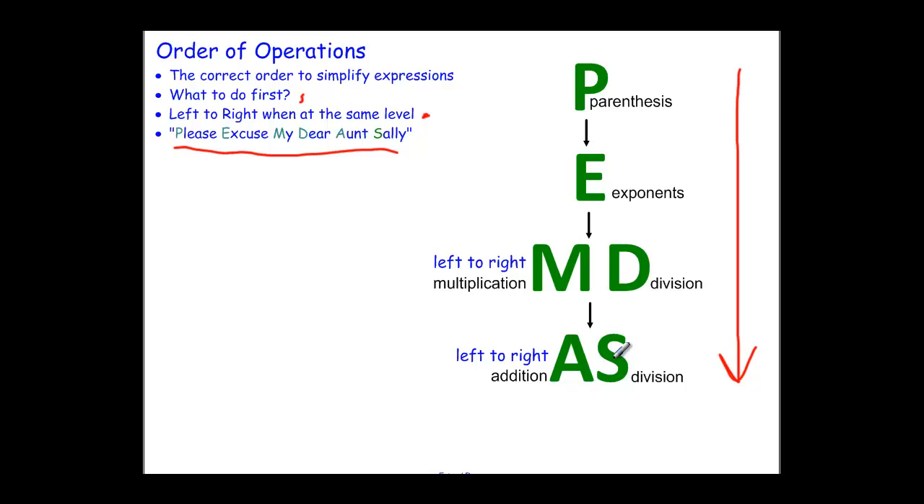Likewise, with addition and subtraction, these are like your siblings, your brother Adam and your sister Sue. And they're both siblings, so they're both the same level. So if you're going to play with one of them first, and then the next day you're going to play with Susan first, okay? So you want to look at those at the same level. So let's go ahead and take a look at some examples here.